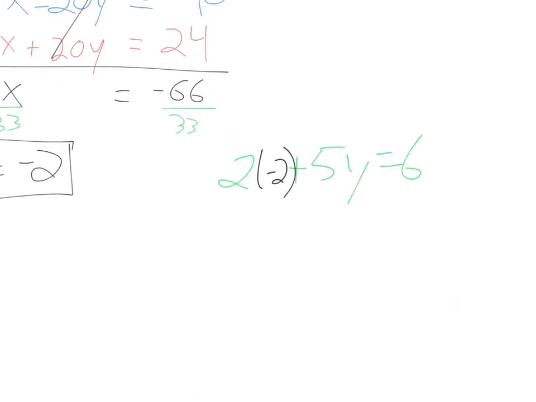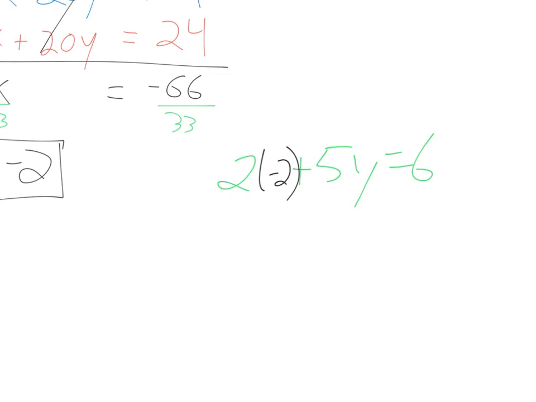All right, so let's solve. That would be negative 4 plus 5y equals 6. Move the 4 to the other side, 5y equals 10. Divide out the coefficient, y equals 2.